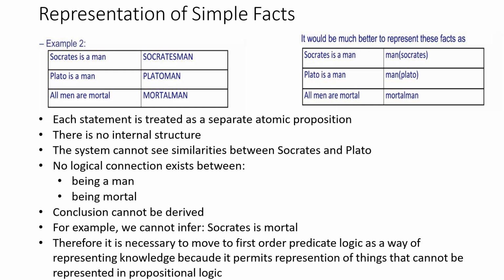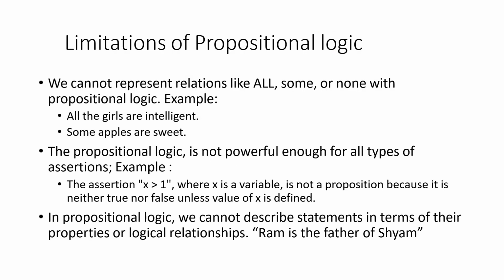So this is actually the limitation of propositional logic. Therefore, propositional logic is not sufficient for representing complex knowledge. This is why we are moving to the next one, that is first order predicate logic. We will see in detail the limitations of propositional logic.